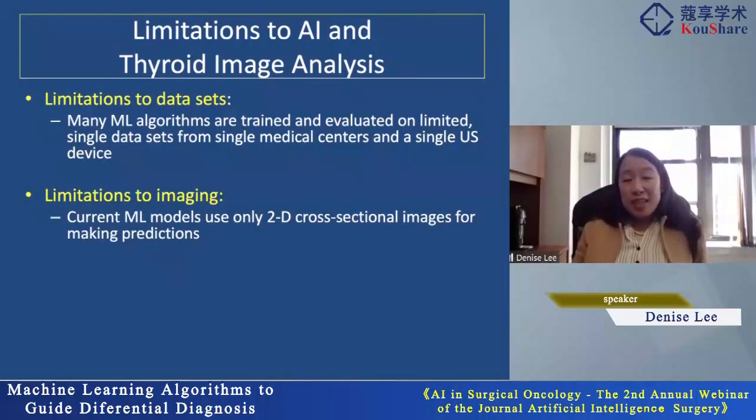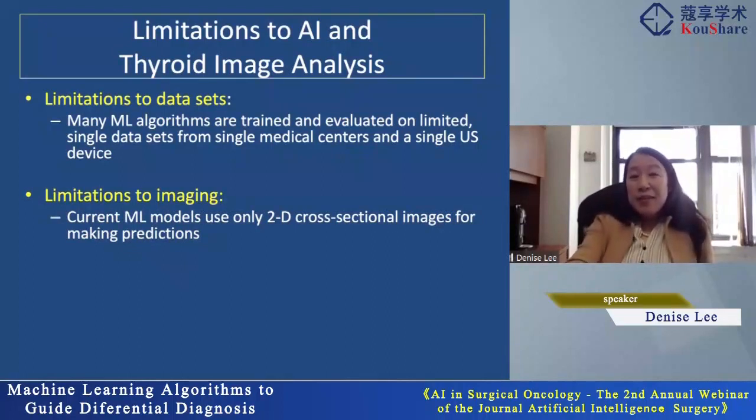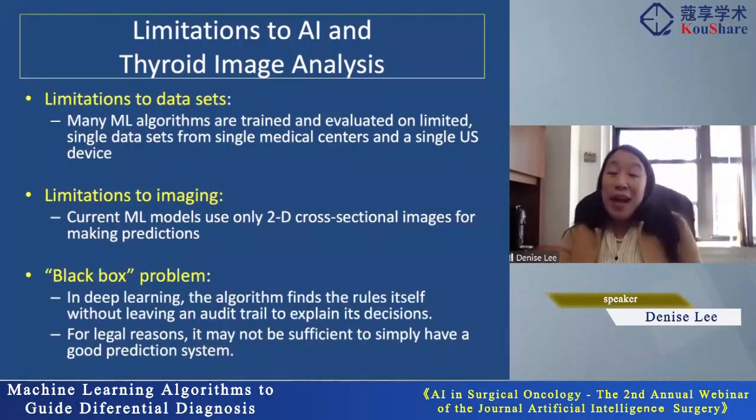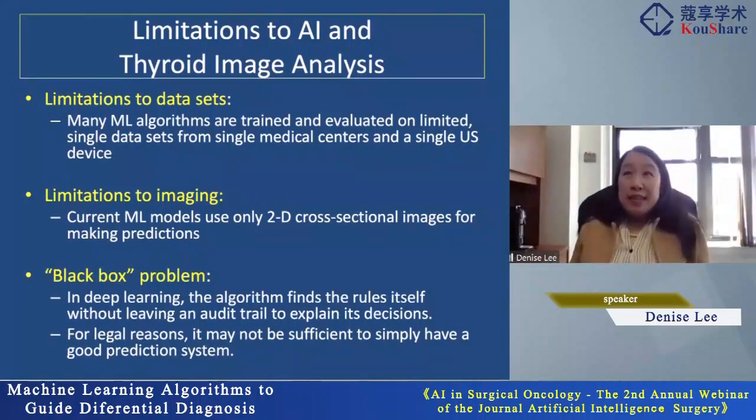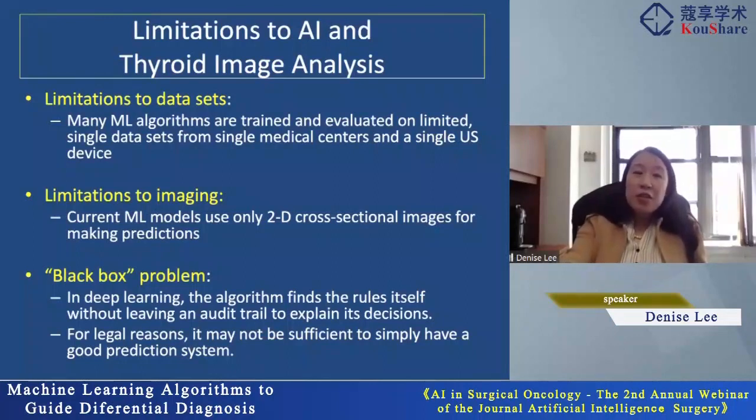There are also limitations to the imaging themselves. Thyroid nodules, of course, are three-dimensional structures, and current machine learning models only use 2D cross-sectional imaging to make their predictions. And as we know, there's also the black box problem when we're doing any sort of deep learning. The algorithm finds the rules itself. It doesn't explain exactly how it came to its decision-making process or predictive analysis. And for legal reasons, it may not be sufficient to say that we have a very accurate predictive model if we can't explain how it came to that conclusion.